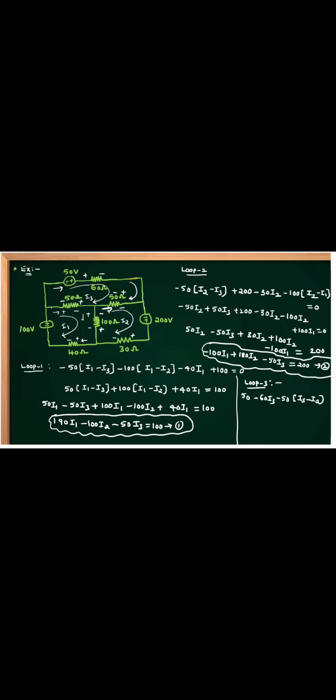This is current direction, plus minus. Positive to negative, negative, minus 50. Which opposite current is coming in this loop? I1. That is I3 minus I1. I3 minus I1 is equal to 0. So 50 minus 60 I3 minus 50 (I3 minus I2) minus 50 (I3 minus I1). Then you have to simplify this. The final equation I am writing: minus 50 I1 minus 50 I2 plus 160 I3 is equal to 50. This is mesh equation 3.